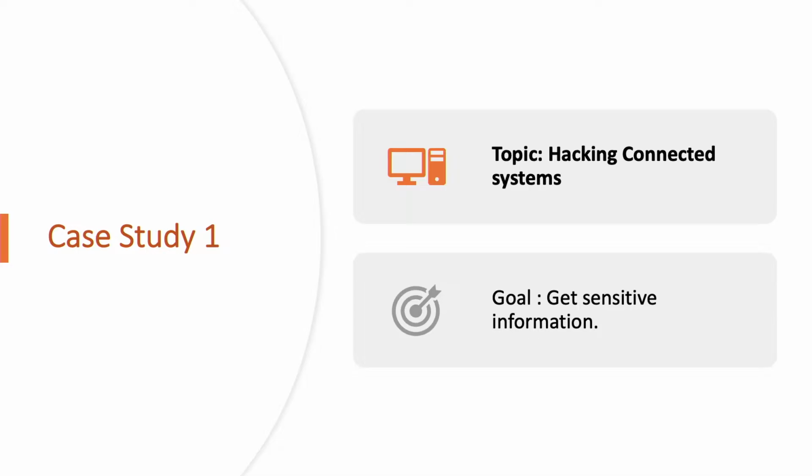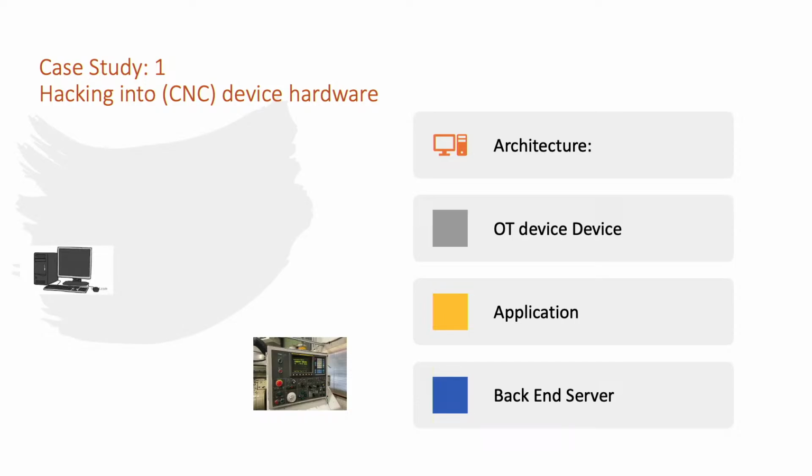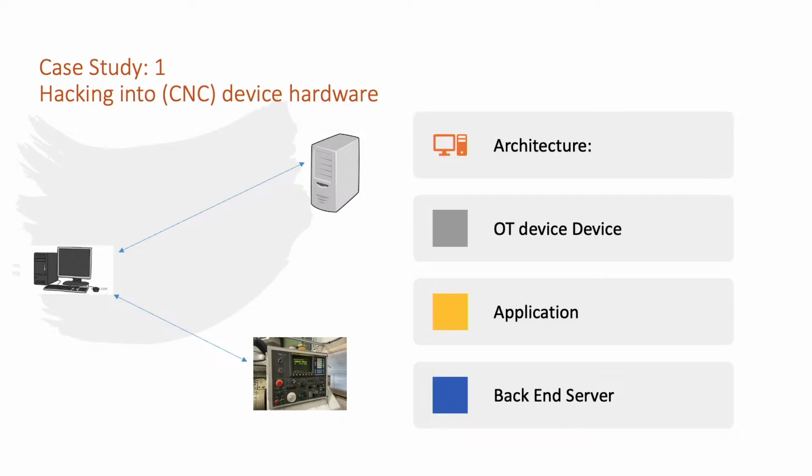The first case study I have is of hacking a connected system. My goal is to find any sensitive information out of it. The architecture is something like this: we have a CNC kind of device, which is used in an OT environment. It is connected to an application server, which connects to a backend. So it's a simple breakdown I did for this. An OT device, first of all, would be a device which can have connectivity, and has a chip inside it. That is the basic of any OT system.